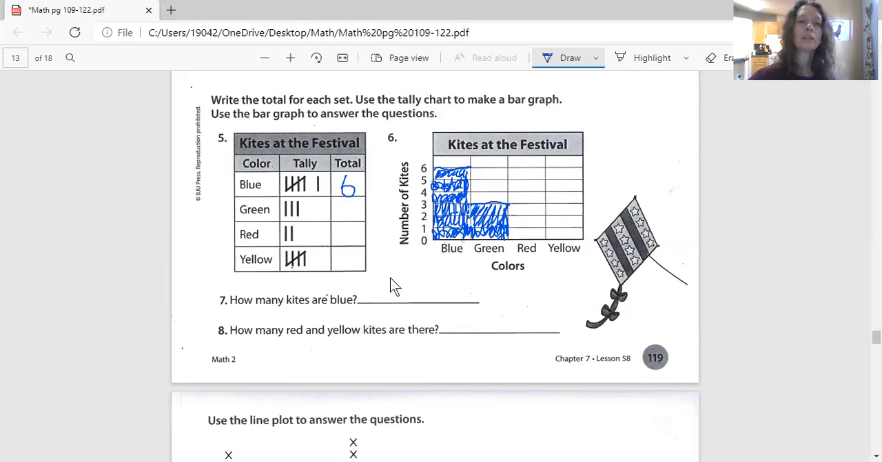All right, red kites, here's the total. Here's the number. You color it in. And yellow kites, here's the number. Here's the total. You color it in, okay? I need to see you finish that up for me. I'll give you about 5 seconds to do that right now. If you need to pause, that's okay.